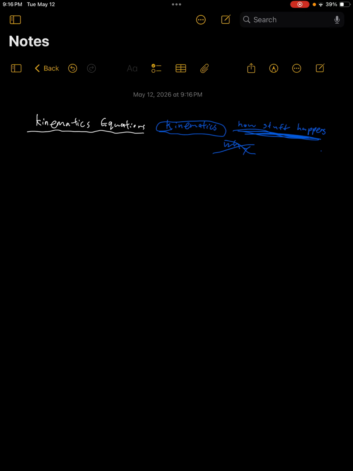So basically, the kinematics equations are a really important set of 4 equations in physics, and they help us solve a lot of mechanics problems, and they help us solve for things such as velocity, speed, acceleration, time, displacement, etc.